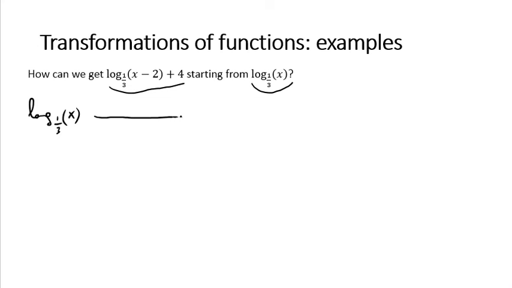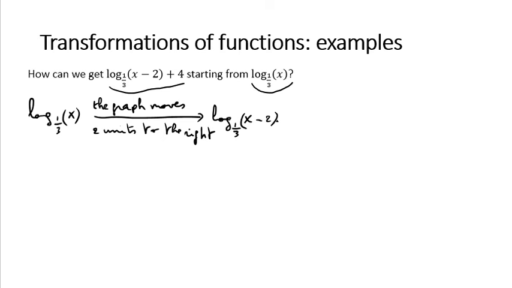The first step is, I see here instead of x, because we start with x only, I see here x minus 2. So that means we get first to the function log with base 1 over 3 of x minus 2. So we replace x by x minus 2. That means that we move 2 units to the right. So the graph moves 2 units to the right.